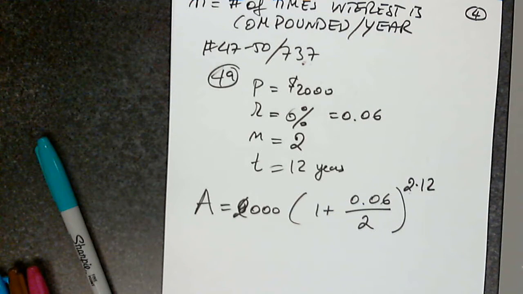Okay. So 2,000, in parentheses, 1 plus 0.06 divided by 2. It's 6%, correct. Close the parenthesis. Power, in parentheses, 2 times 12. And press enter. So at the end of 12 years, she has in the account 4,065.59.